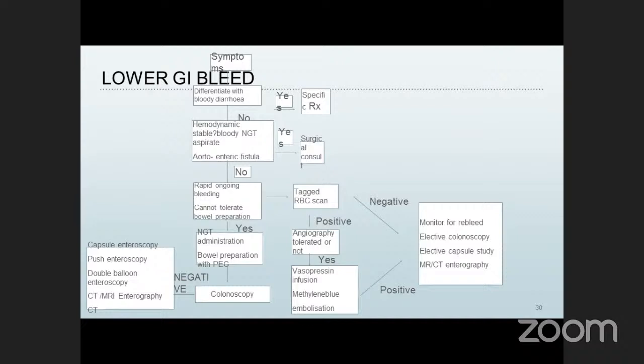So if the patient is hemodynamically unstable and is bleeding rapidly through the lower GI tract, always go ahead with angiography, localization of the site, followed by embolization. If the patient is bleeding profusely but hemodynamically stable, but is not able to tolerate the bowel preparation with PEG, in such cases go ahead with tagged RBC scan and scintigraphy, wherein if that is positive, go ahead with angiography, localize the site of bleeding, and then embolize the specific vessel.